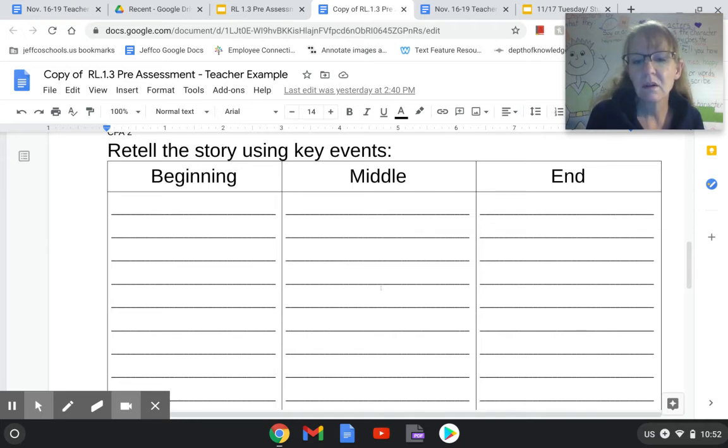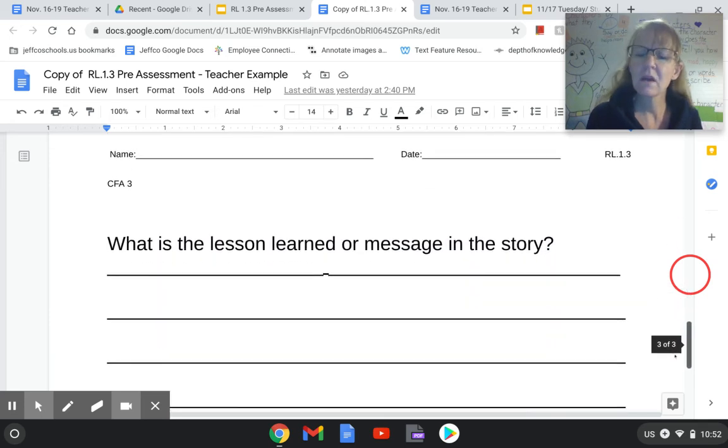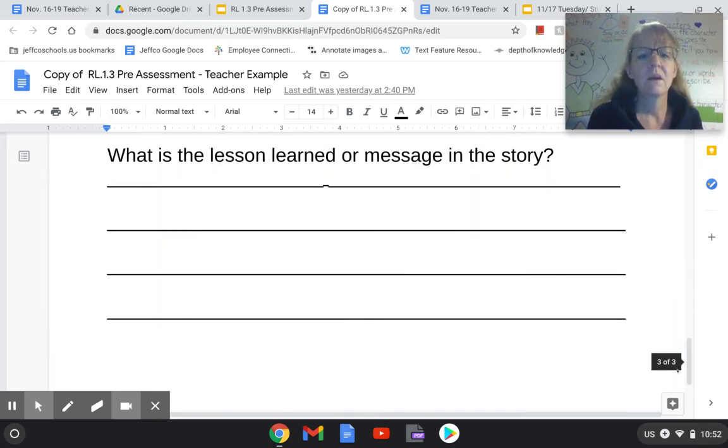We could have put that she ended up buying that music box. That's her problem. But she didn't know how to hide it for her mom. And at the end, we could put that she was given that purse to put that music box in. So you have to decide what are those key events that you're going to write. They have the beginning, middle, and end. Then I want to see, were you able to identify what the lesson is? What is the lesson learned or the message in the story?